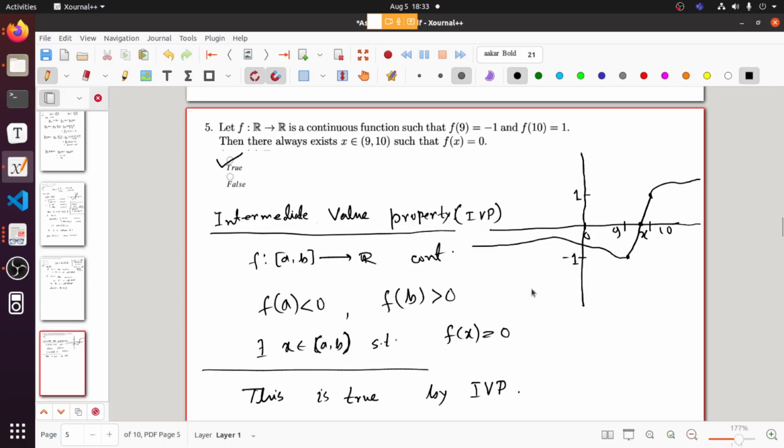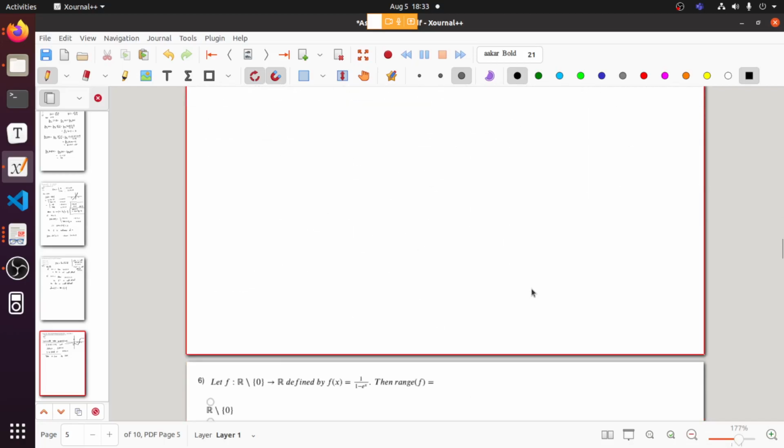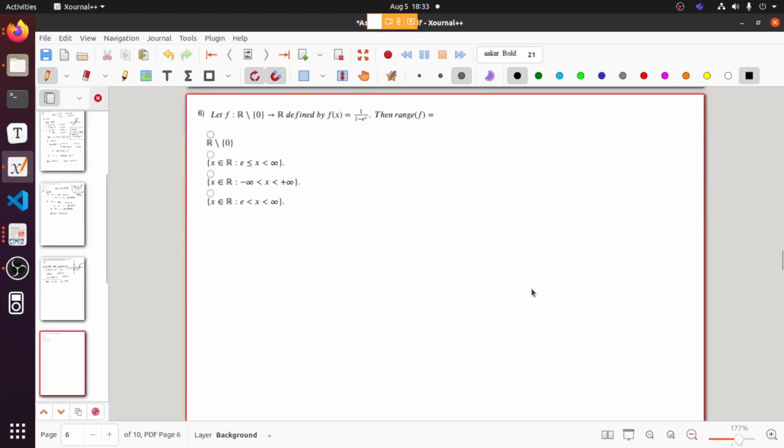Okay. If it is fine, then move to the next one. Question number 6. What it is saying? F is a function defined from R minus {0} to R, f of x is 1 by (1 minus e to the power x). Note that at 0, e to the power x is 1, so it is not defined. That's why its domain is R minus {0}. So you have to find the range of f.